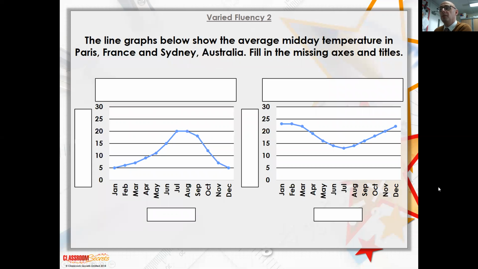In these graphs here, they're comparing the temperatures in Paris, in France, and Sydney in Australia. Now, all the data has been given from January to December, from 0 to 30, but there are some bits missing. There's no title, is there, in each of them? There's no axes labelled either. The y-axis hasn't been labelled. The x-axis hasn't been labelled either. We'll have to work out what's missing. Can you work out what is missing?